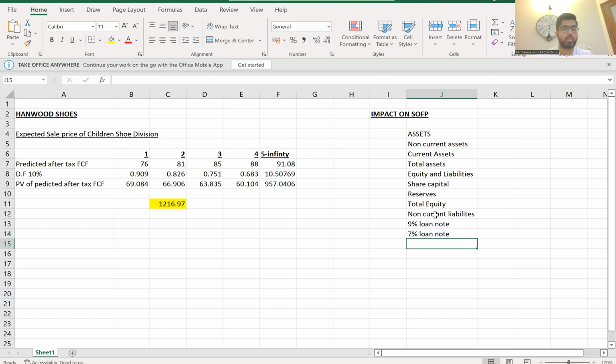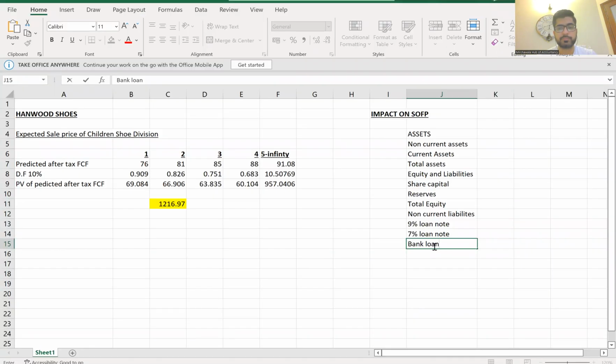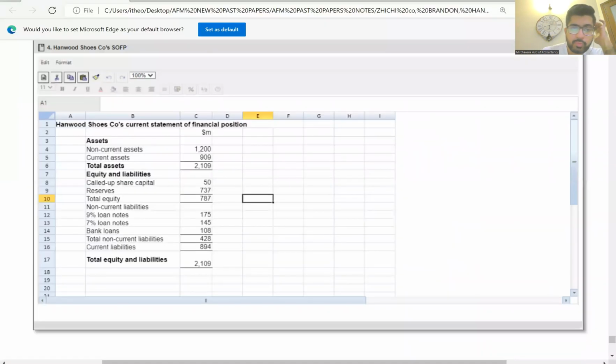In the exam, you have an option to copy from the screen. I am not getting that option at the moment. Total non-current liabilities, current liabilities, total equity and liabilities. Okay, so what is bold? Assets, total assets, equity, and total equity.